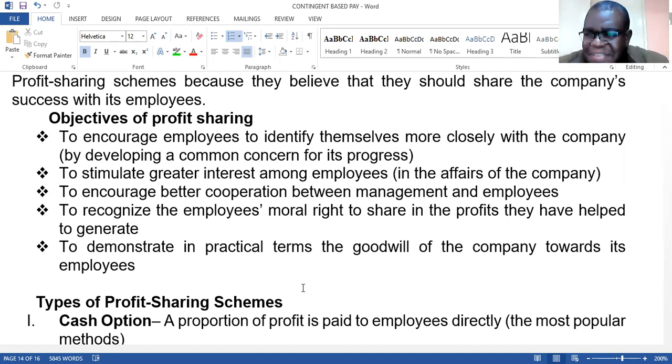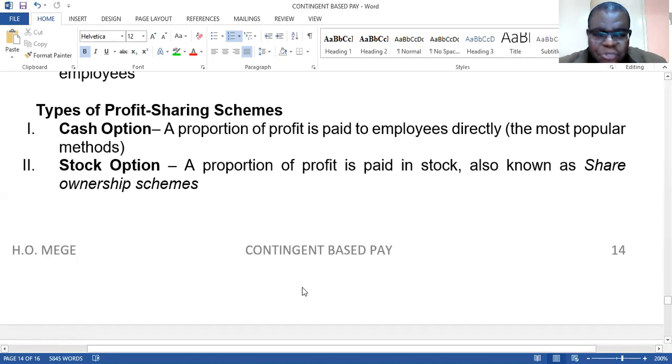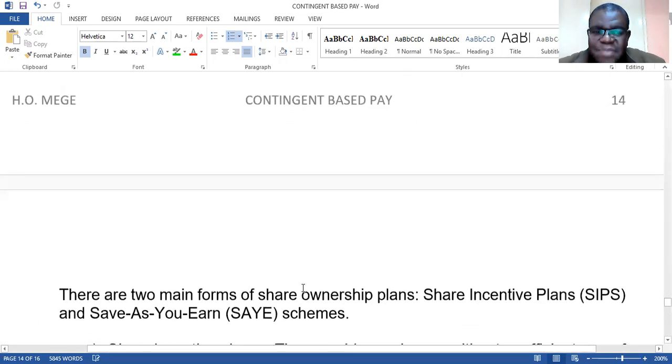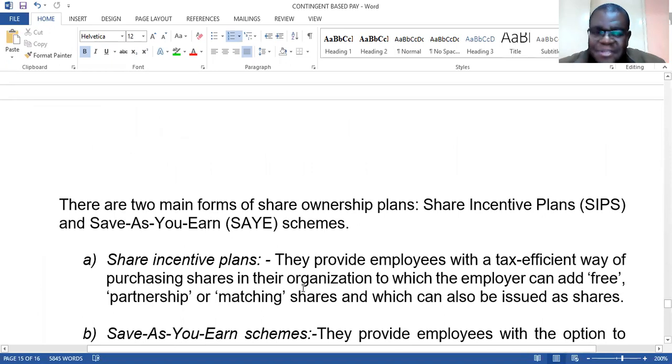Now, profit sharing schemes are administered in primarily 4 options. There's a cash option, where a portion of the profits is calculated, determined, and the employees get their share as you administer, say, bonuses. There's a stock option, where a portion of your profits is determined and is used to acquire shares of the company stock, so that it becomes part of the share ownership scheme.